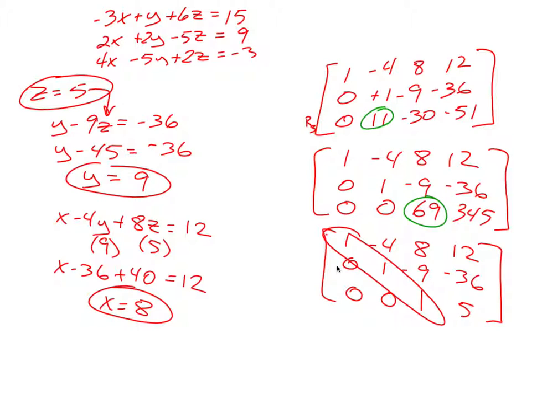Real quickly, I can check by plugging in. Does it matter which one of these I plug into? No, they should all work. Okay? I'm going to choose the middle one just to make it different. So I'm going to plug 8 in. 8 times 2, 16. Then I'm going to plug 9 in. 9 times 2, 18. I'm going to plug 5 in. So 16 and 18, that gives me 34 minus 25, which gives me 9, which matches that. So that tells me we have done it correctly.